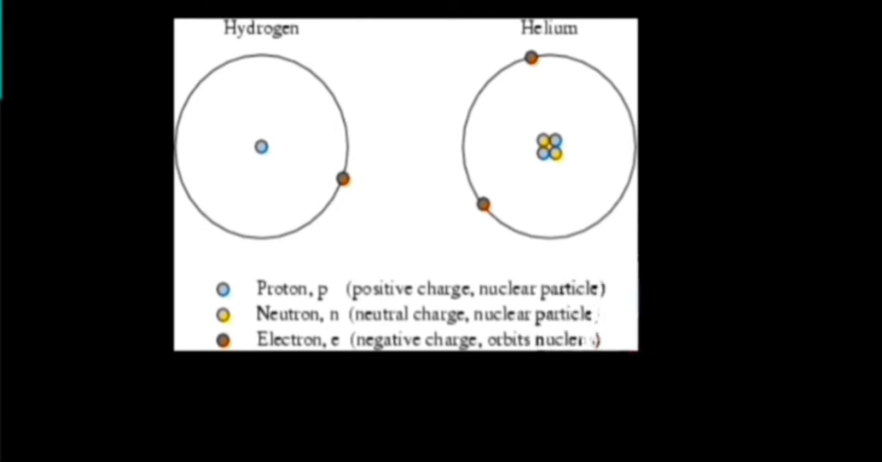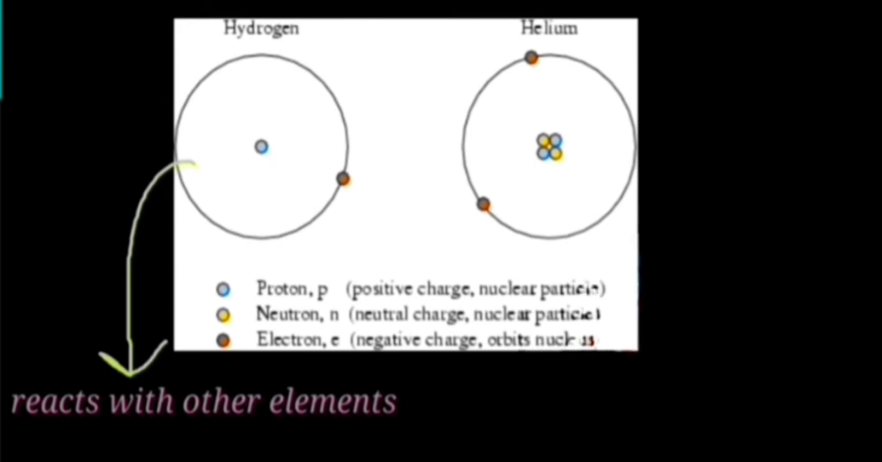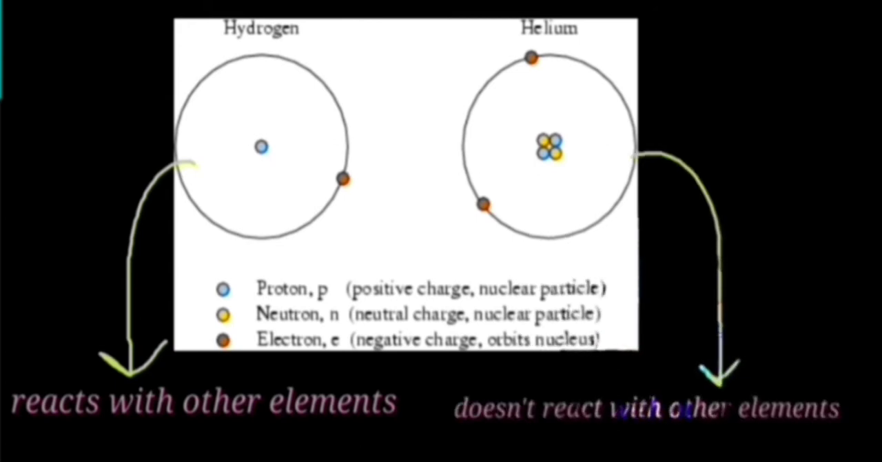Here you can see 2 atoms, hydrogen and helium respectively. Hydrogen, because it has 1 electron in its outermost shell, reacts with other elements, while helium doesn't.